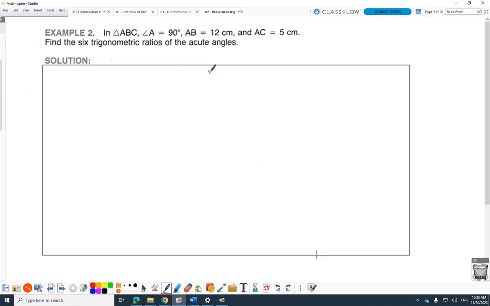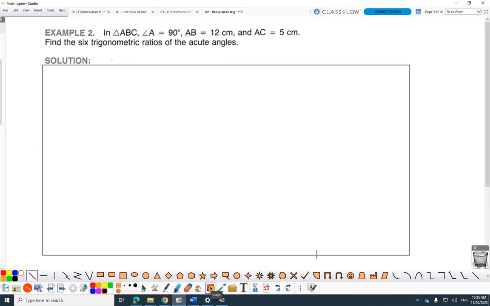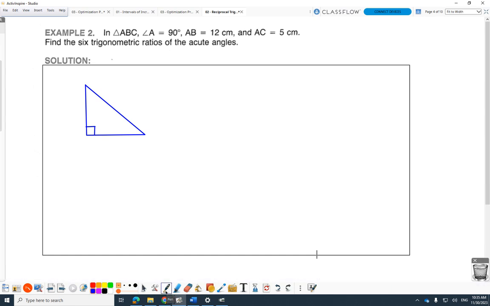Example 2. In triangle A, very similar question, except I've got to draw the triangle myself this time. So here I come with my right angle triangle. But if you fall asleep, this question does have the smallest curveball ever in it. In triangle ABC, A is the 90, so there's A. AB is 12 and AC is 5.